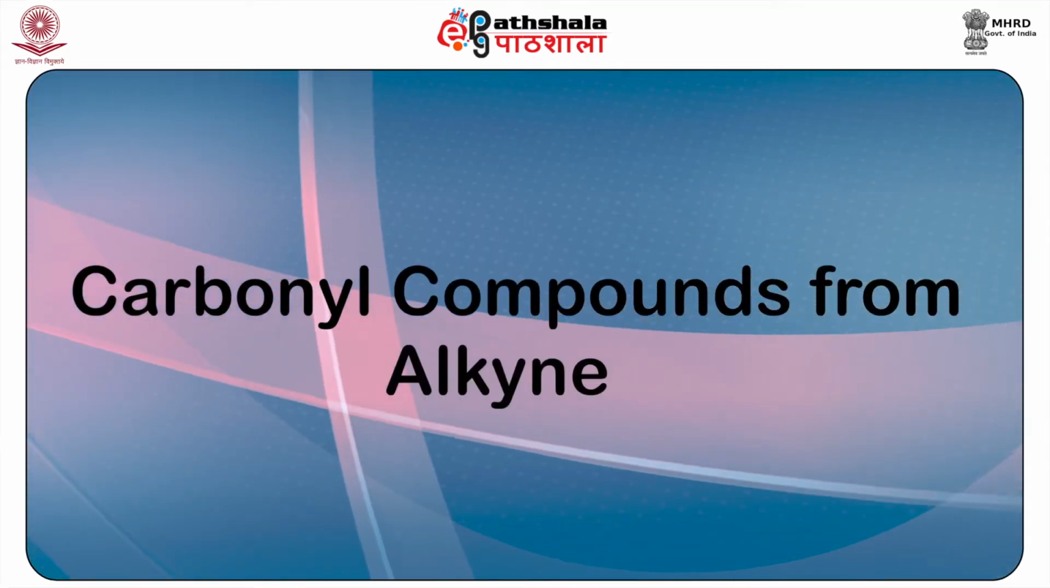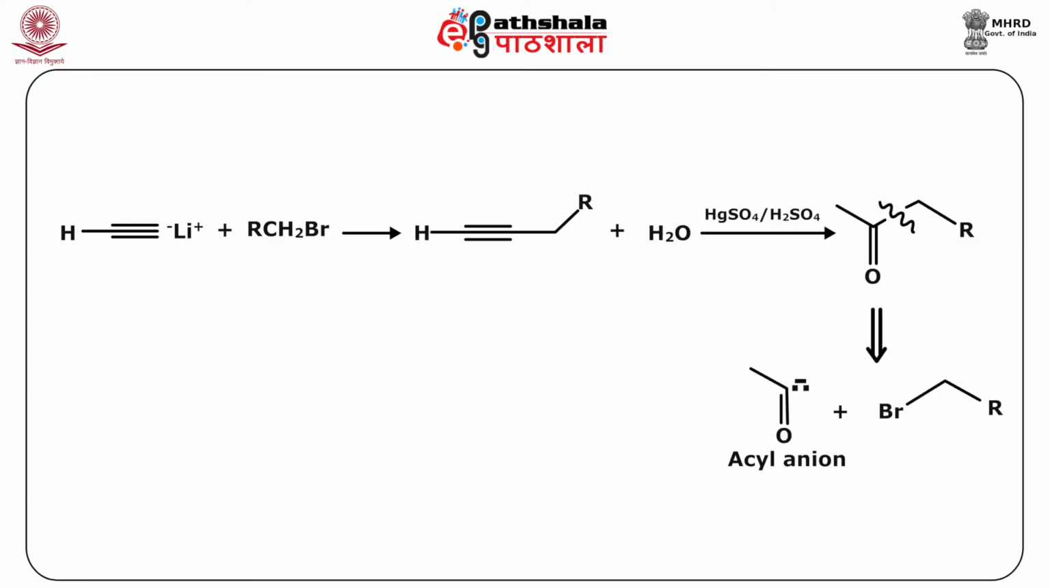Carbonyl compounds from alkynes. The carbonyl compounds can be synthesized using various starting materials. Alkynes are an important starting material to synthesize carbonyl compounds. The terminal alkynes are very useful reagents for making carbon-carbon bonds in organic synthesis. The alkyne anion acts as an acyl anion equivalent in the synthesis of ketones as shown here in the figure. As can be seen here in the figure, the cleavage of the carbon-carbon bond by the retrosynthetic approach gives the acyl anion from the alkyne end of the molecule.